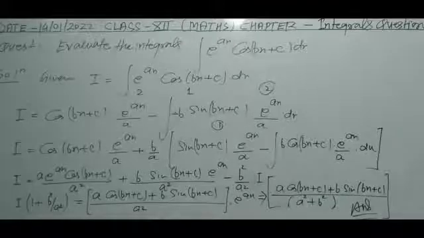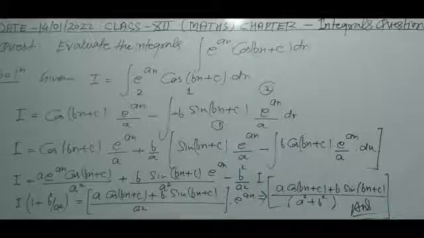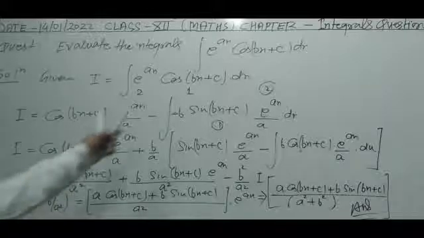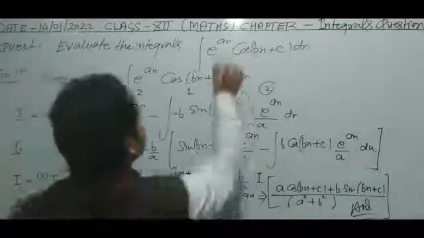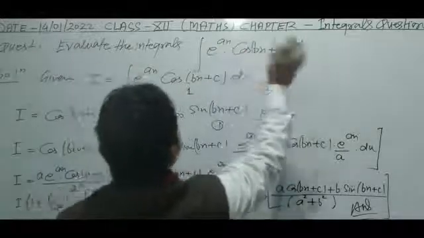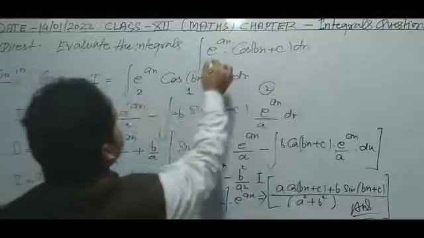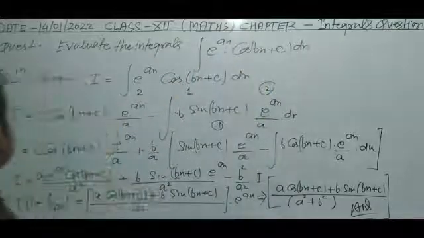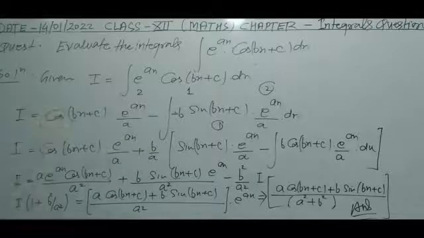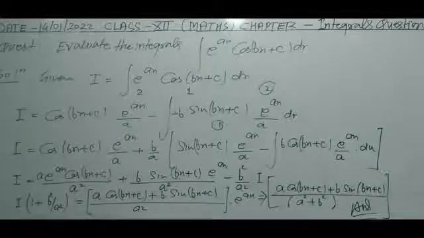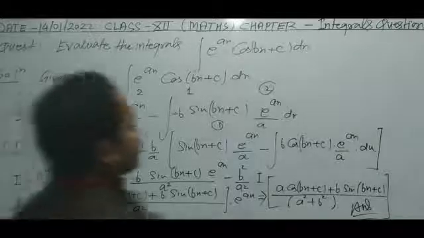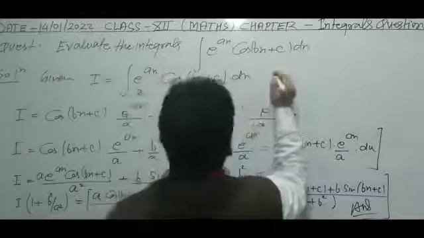Now see. So what have we done in this question? In this question, we have a given function e to the power ax into cos bx plus c. So according to Euler rule, you will consider this as second function and this as first function. So I have considered I is equal to integration of e to the power ax into cos of bx plus c dx. Now using integration by part, here I am writing using integration by part.